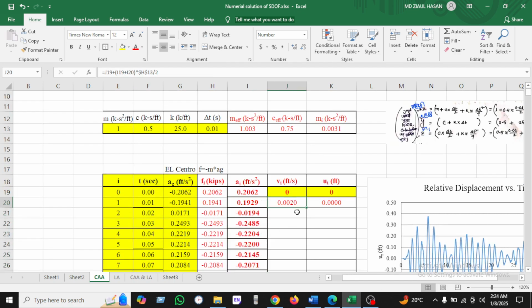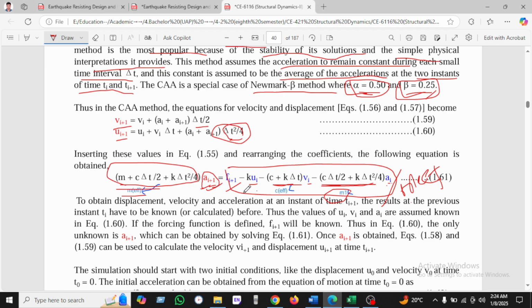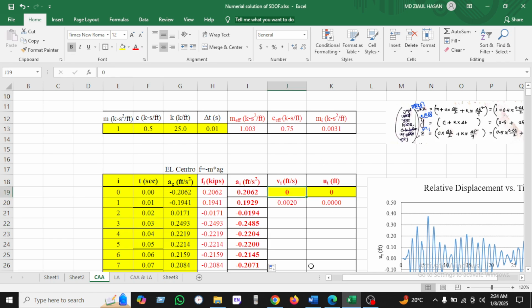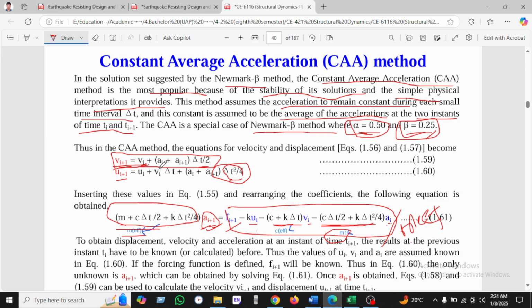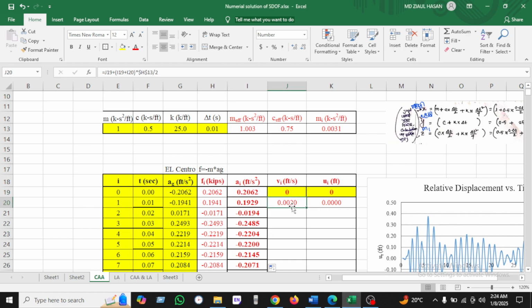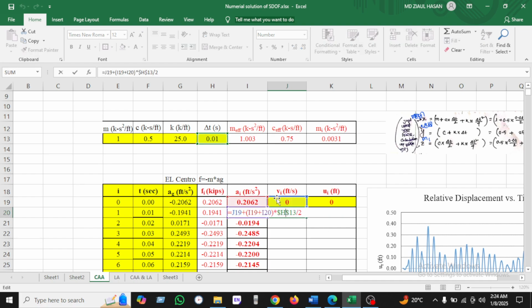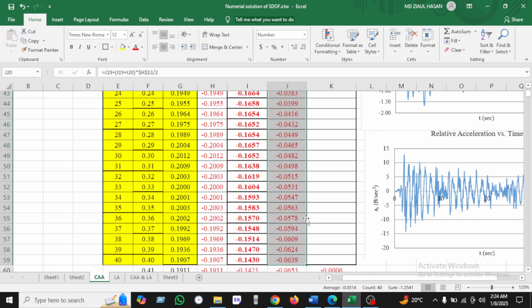So the second step is B1, the velocity. How will we get the velocity? We'll just keep this equation: velocity 1, the previous velocity we have been taking, the previous velocity is 0, plus (a_i plus a_i+1) into delta t by 2, and found this value, and in this way we will calculate all things.